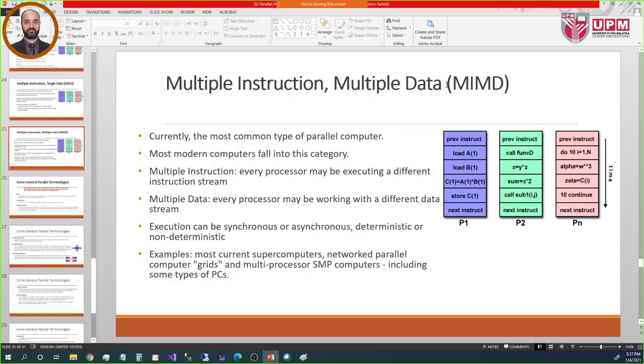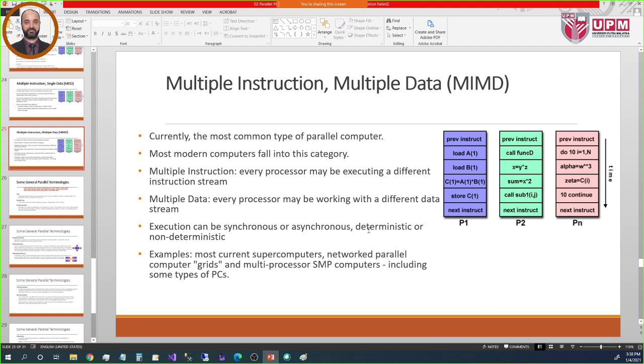Okay. Then MIMD, which is the main interest of our class, currently the most common type of parallel computer. Most modern computers fall into this category. Multiple instruction, every processor may be executing a different instruction stream. Multiple data, every processor may be working with a different data stream. Execution can be synchronous or asynchronous, because each processor could work independently, and also all processors could work tightly on the same main task. That's why they sometimes require synchronization. In some applications, they can work asynchronously.